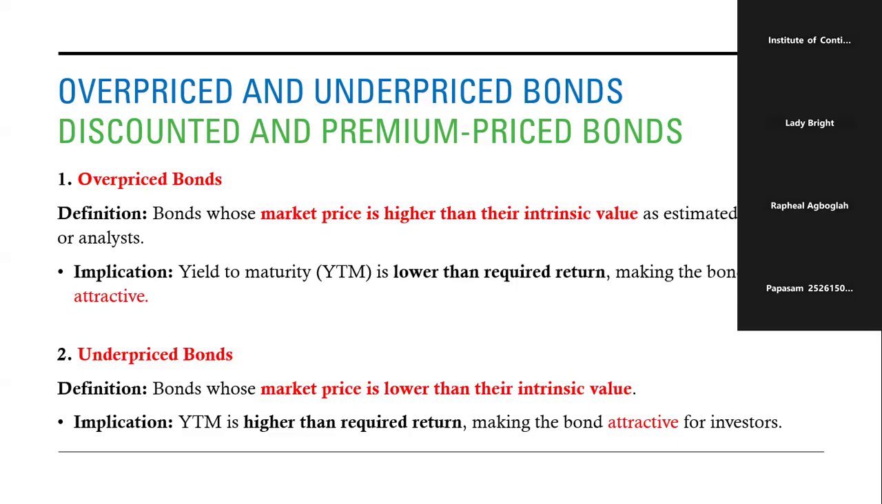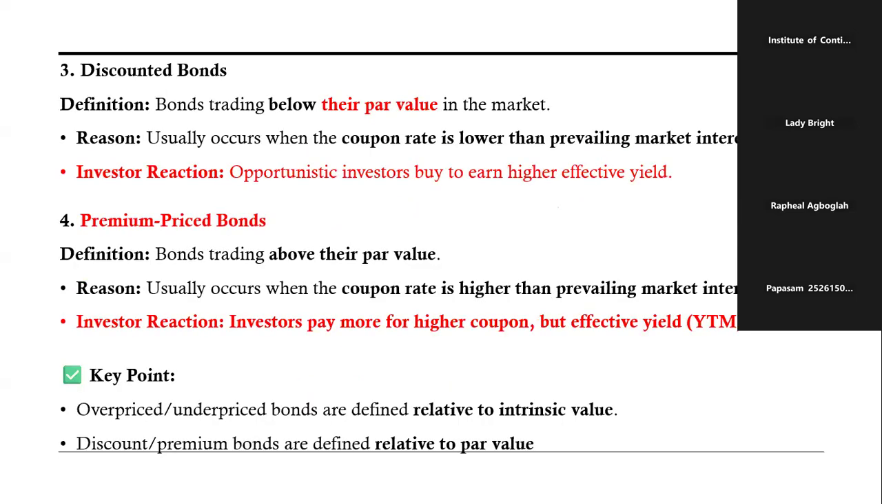When the bond is overpriced, it is not worth it. It is not attractive because you are buying something that is not worth its value. That is overpriced. And then underpriced, you are buying something that is worth more than the price at which it is being sold. And that is underpriced.